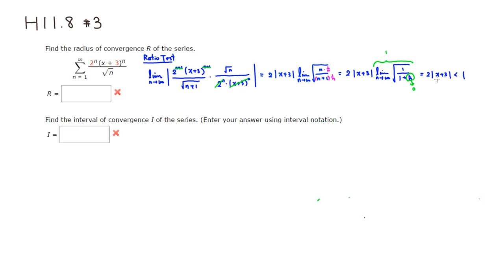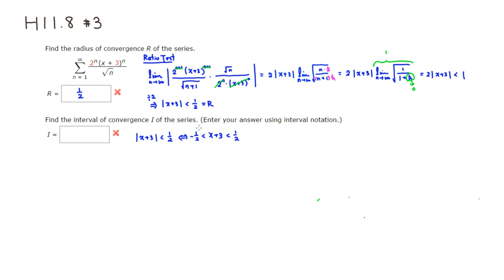To find the radius of convergence, you have a 2 there, so you have to divide through by 2 to get the absolute value of x plus 3 is less than 1/2. So this is the radius of convergence, 1/2. Let's start with this inequality, the absolute value of x plus 3 is less than 1/2. We can turn this into inequalities without the absolute value, so x plus 3 is between negative 1/2 and positive 1/2.